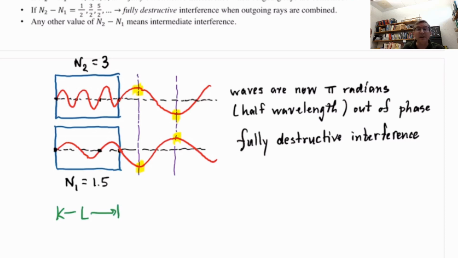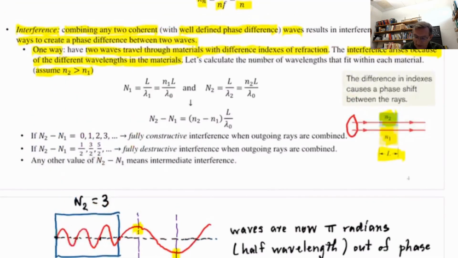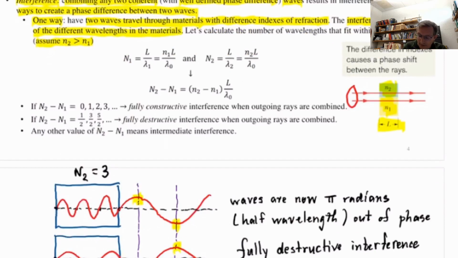And that gave rise to a phase difference. So that's one way to get interference of light: just have two light waves travel through two different materials. Let's talk just a little more about some numbers. We can, in general, calculate the number of wavelengths that will fit within each material. Now I'm using a capital N for that, not a little n.